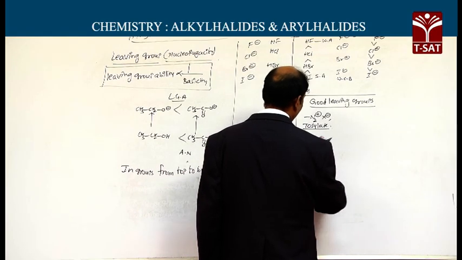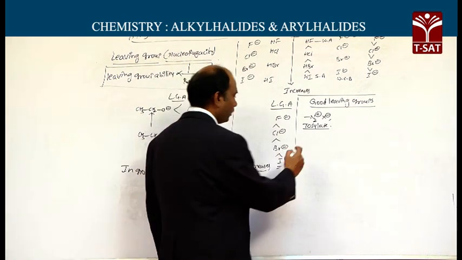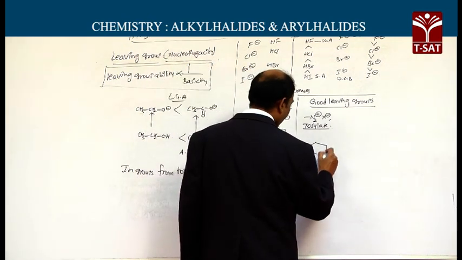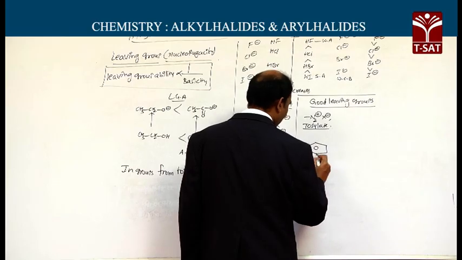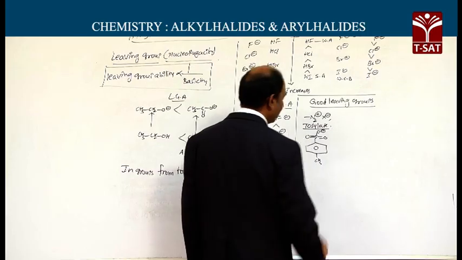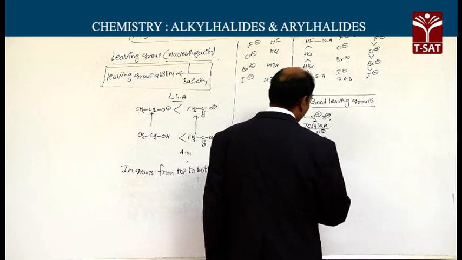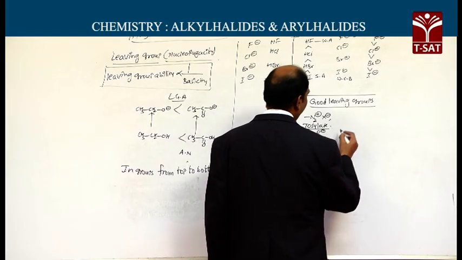Sir, what is tosylate? Tosylate is nothing but paratoluene sulfonate. This is toluene, para-toluene S double bond O, O minus. This is a paratoluene sulfonate. This is also a good leaving group, this is a tosylate.